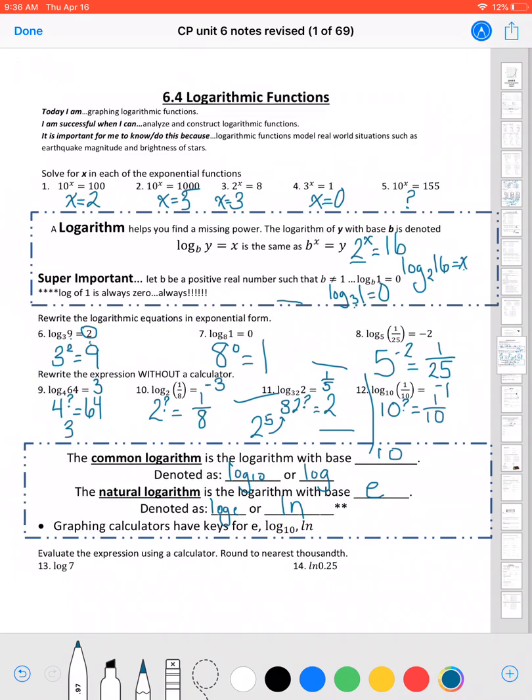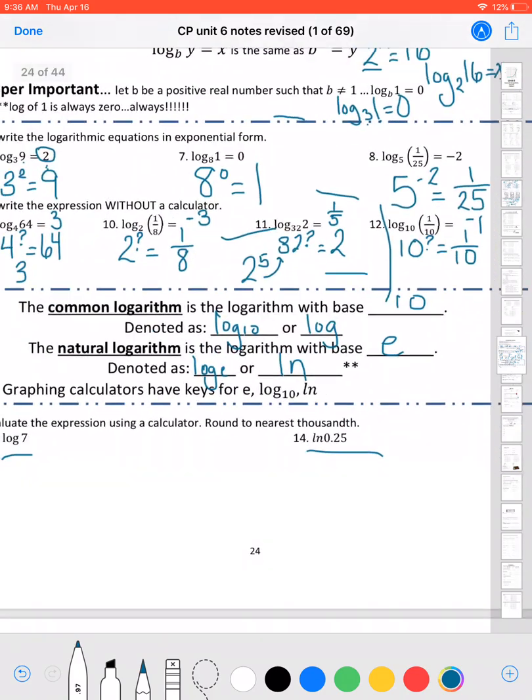Your calculators, the graphing calculators at school, have keys for e, log 10, and ln. If you go to Google and just Google a scientific calculator, you should see all of those. Even more specifically, you can Google log-based calculators, and you should be able to pull that up and approximate these in the calculator very easily. Should take you a few seconds.